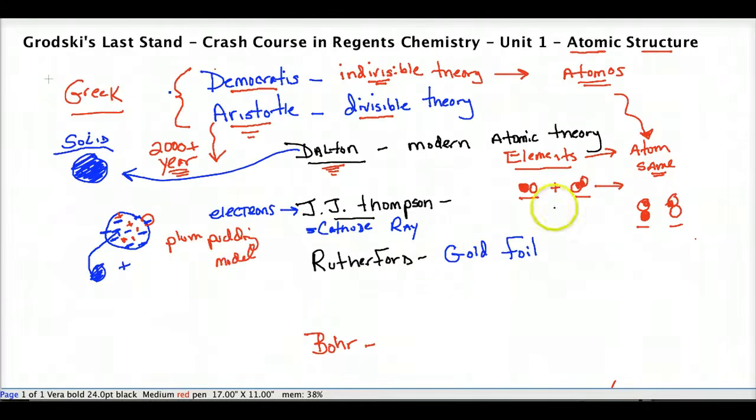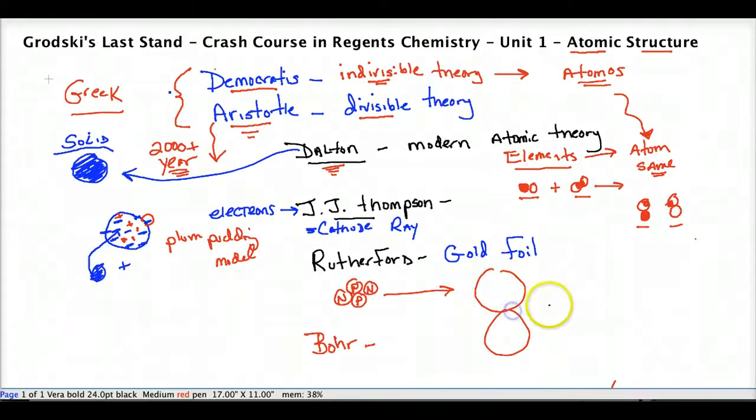Now, Rutherford, with his famous gold foil experiment, shot alpha particles, and you should know now, alpha particles are 2 protons and 2 neutrons, a helium nucleus, at gold foil, a very thin piece of gold, a few atoms thick. I'm just going to draw 1 atom thick. And when he shot these particles, most of them went right through. When they got close to the nucleus, they deflected away, which led him to believe that the nucleus was positive.